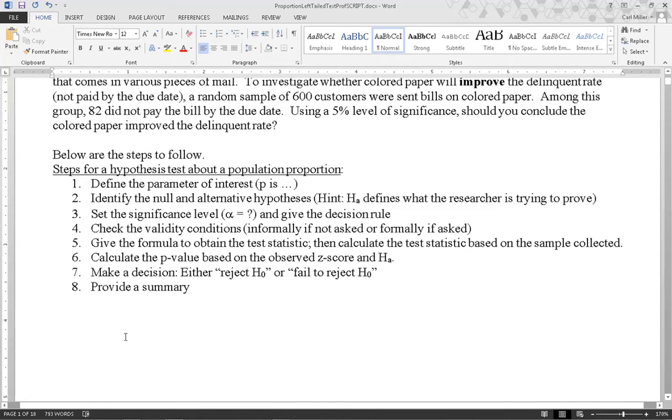The steps for a hypothesis test about a proportion: number 1, define the parameter of interest, then identify the null and alternative hypotheses, and remember the alternative is going to define what the researcher is trying to prove. Then set the significance level and give the decision rule. Check the validity conditions. Give the formula to obtain the test statistic, then calculate it based on the sample collected. Then calculate the p-value, or the probability, based on what you got for the z-score and the alternative hypothesis. Finally, make your decision and provide a summary.